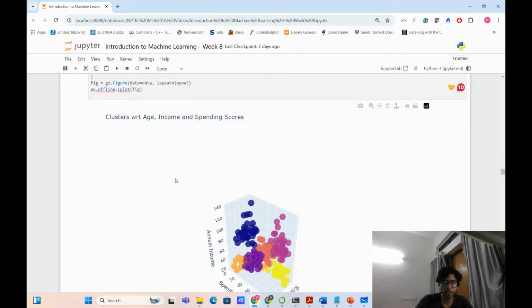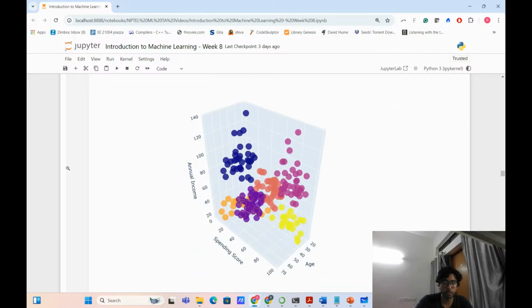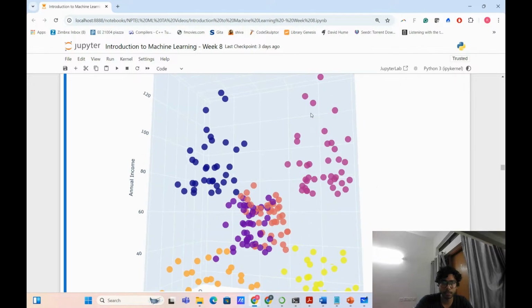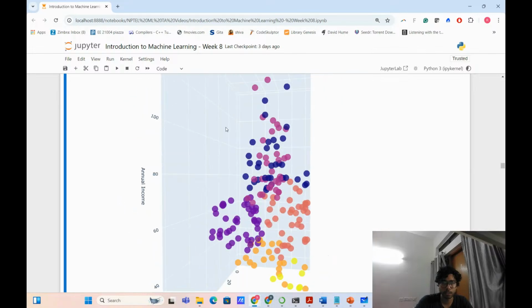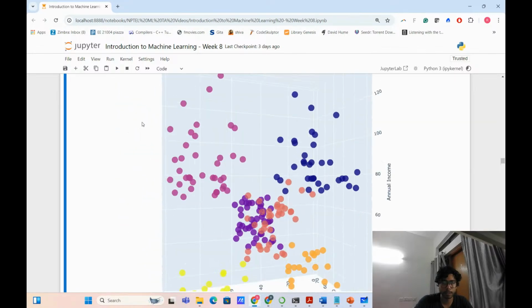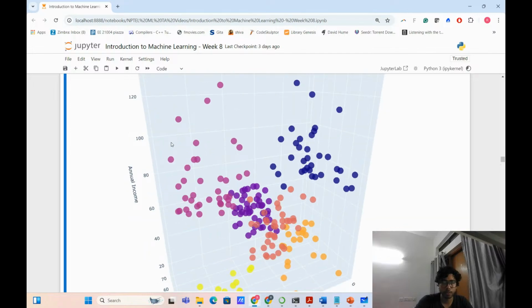Yeah, so this is how a 3D plot would look, right? If you see, you have 6 different clusters indicated by 6 different colors. You can rotate this image. On one axis you have annual income, on another axis you have spending score, and on another axis you have age.